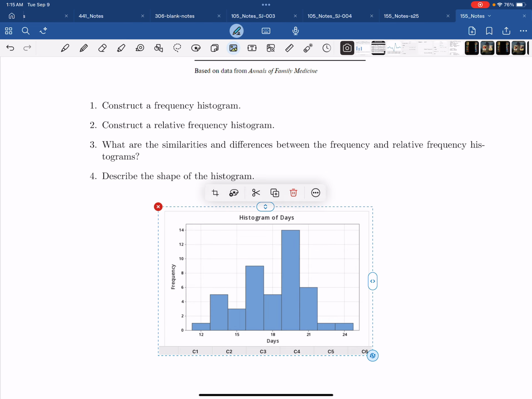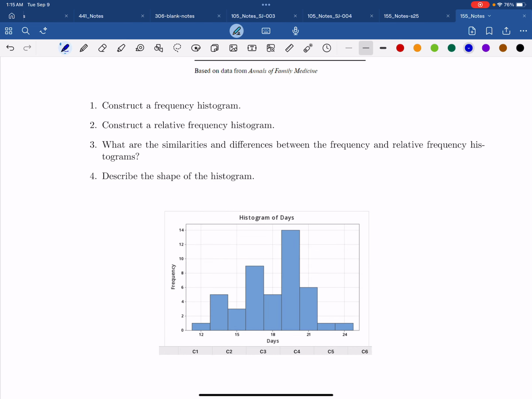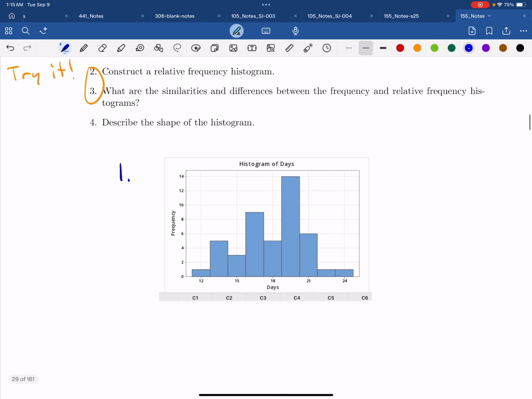Right, and so this is the answer to question 1, a histogram. For number 2, think about how frequency and relative frequency are related. Think about how the graph might look different or not, maybe I'll say for both of these. And lastly, think about how we would describe the shape of this histogram.